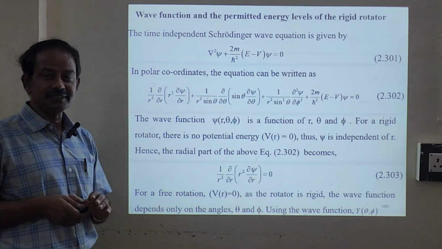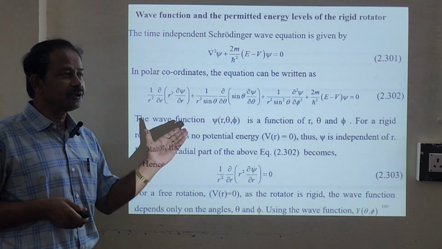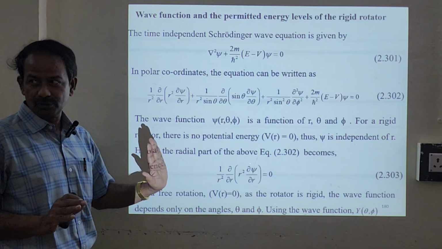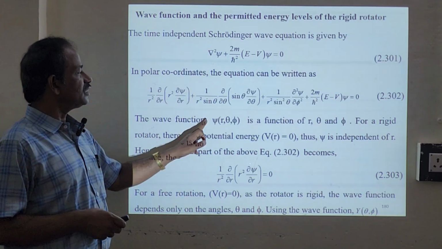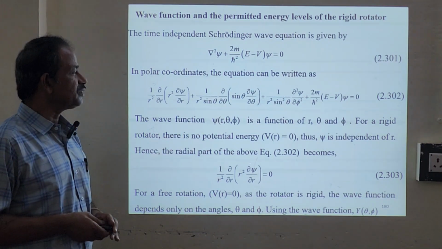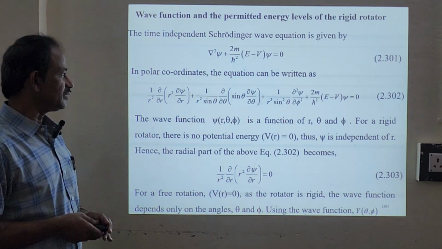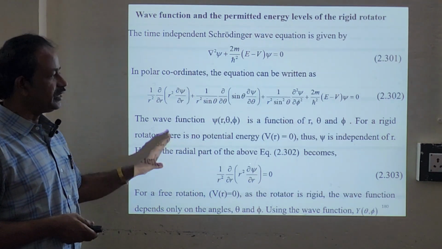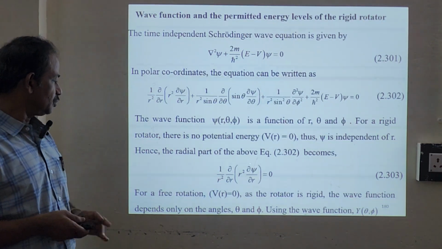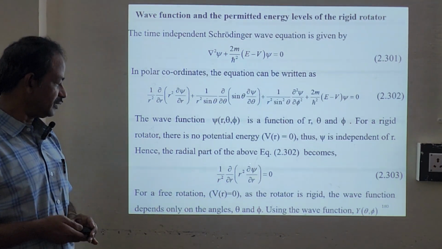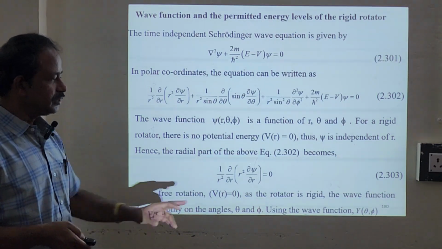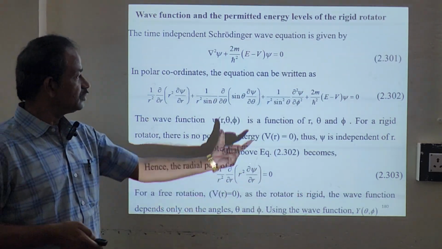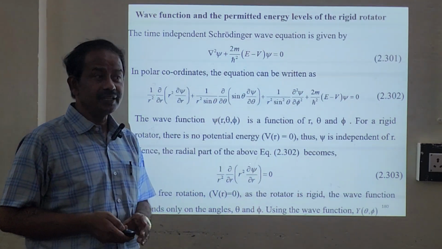In the earlier classes we separated all the 3 coordinates. Now we are going to separate only 2 coordinates, theta and phi. We are not going to have the radial part any more. The wave function psi is a function of r, theta, phi. For a rigid rotator, there is no potential energy, so psi is independent of r. The radial part will become 0. So it depends only on theta and phi. Together, we call this spherical harmonics, Y l m of theta and phi. So together the wave function becomes Y l m of theta and phi.